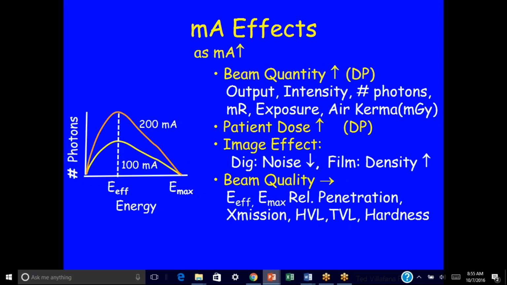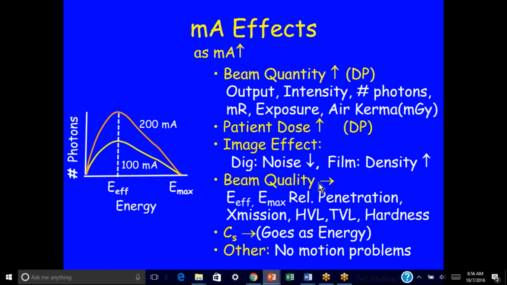As MA goes up, your beam quantity goes up, directly proportional. But if you have an increase in beam quantity, you're going to have an increase in patient dose, directly proportional. More MA means more radiation, means less noise, more blackness on the film, no change in beam quality because there's no change in energy. And if there's no change in energy, there's no change in subject contrast. And of course, changing MA is the preferred way of getting more radiation because it doesn't impact the motion problem, right? You're just getting more electrons per unit time. You're not extending the photon arrival at the target in time. You're just getting more electrons arriving at the target.